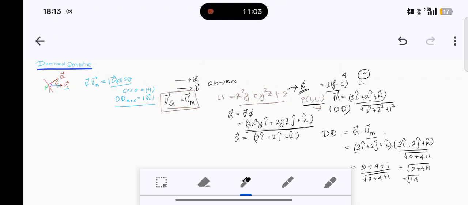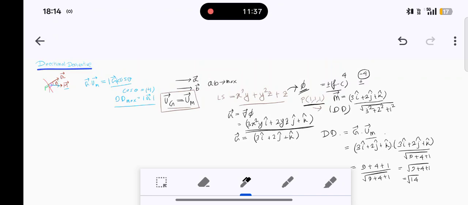The dd max will be in the direction of the perpendicular, right? So the directional derivative is a kind of generalized version of the gradient, and the gradient is a special case of it. When the dd is at its maximum, it equals the magnitude of the gradient, and the direction will be the direction of the gradient. So hopefully you can understand. Very nice. So that's all for today.